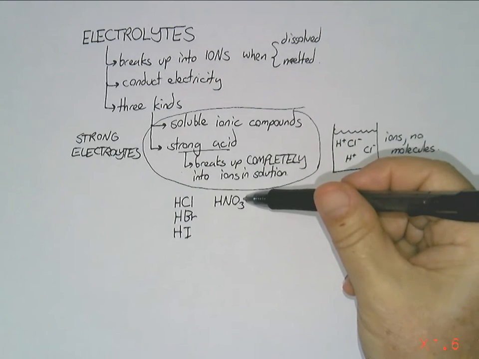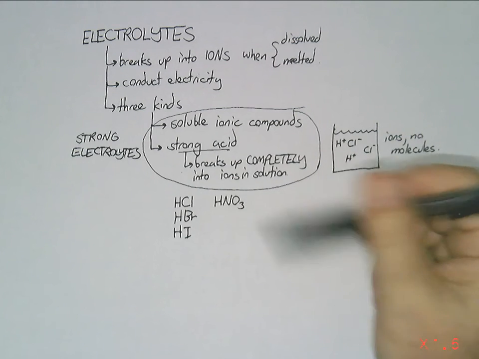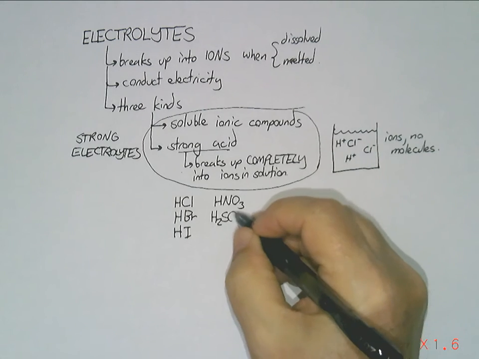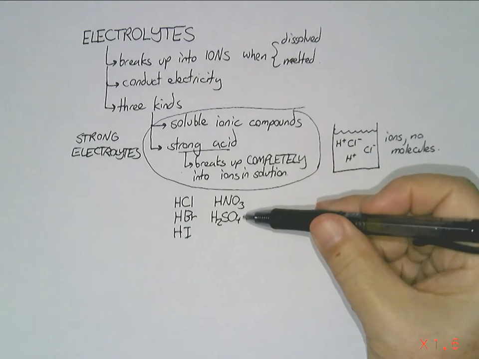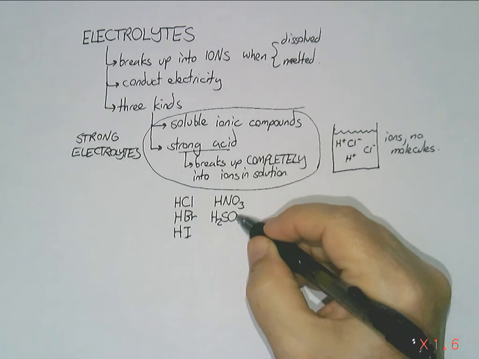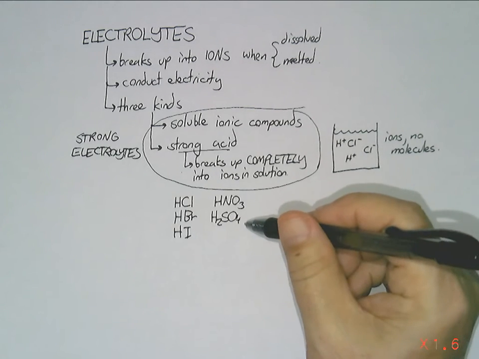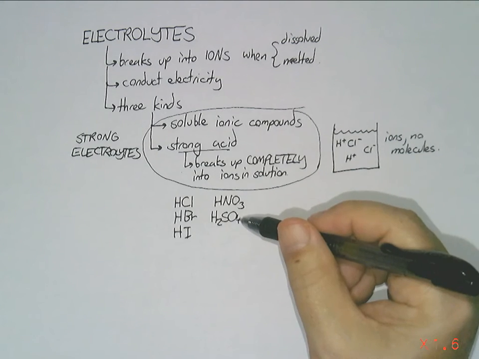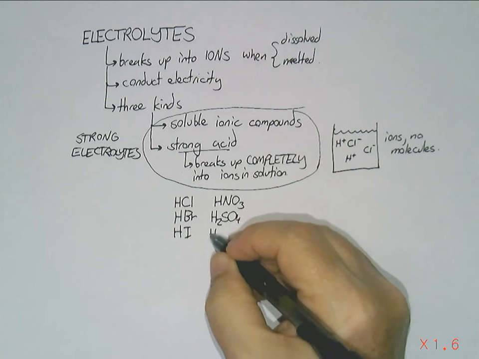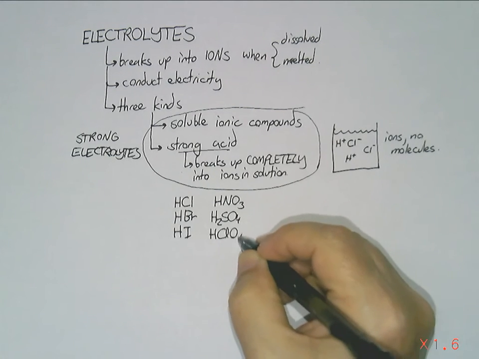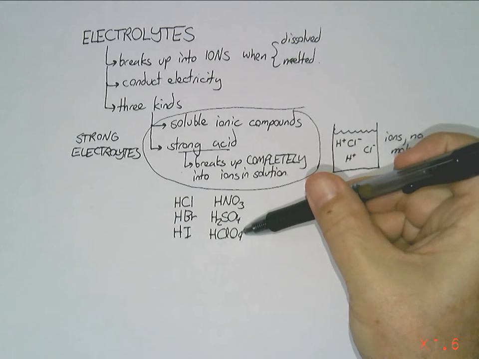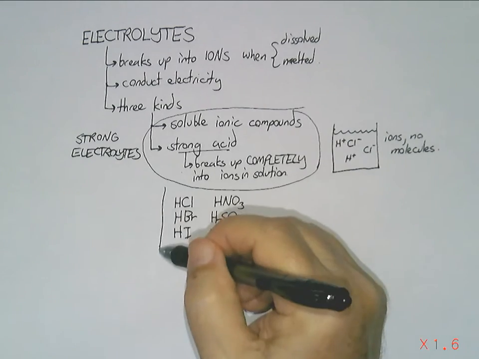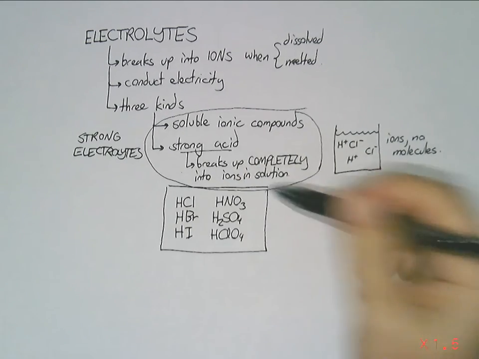There's a nitrate ion in there. So this is nitric acid. There is a sulfate ion in there, SO4 that is. And that's sulfate with an ATE, so you put an ic acid ending on the end. It's sulfuric acid. And finally, that has a perchlorate ion in it. So this is perchloric acid. These 6 you need to remember.